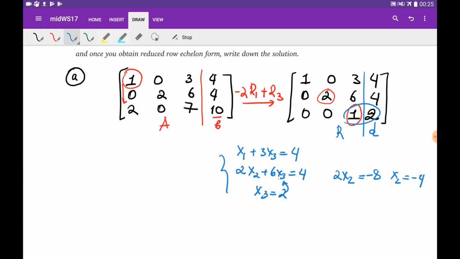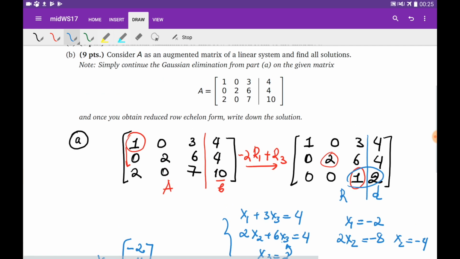So if I substitute x2 equal to minus 4 into the first equation, we obtain 3 multiplied by minus 4, which is minus 12. If it goes to the right, we obtain that x1 is equal to minus 2. So the solution for the system AX equals B, if I assume that this matrix is the augmented matrix, is minus 2, minus 4, and 2.